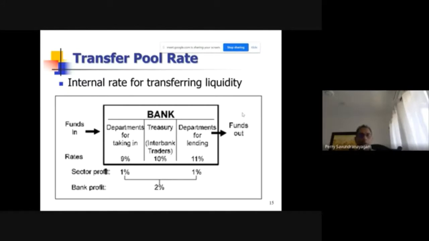Oh, now we are going into transfer pricing pool rates, right? So I think it'll answer some of the questions you had. So for example, what I mentioned, departments taking in at 9, departments lending at 11, Treasury buys in this case, we just take a midpoint at 10%. Now, my question to you is, once we take funds in from the department at 9%, sorry, and lend at 11, what is the risk to the department's concern?